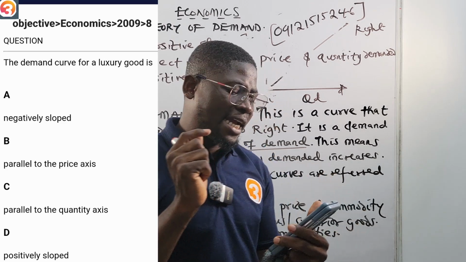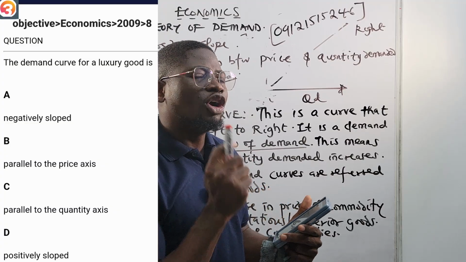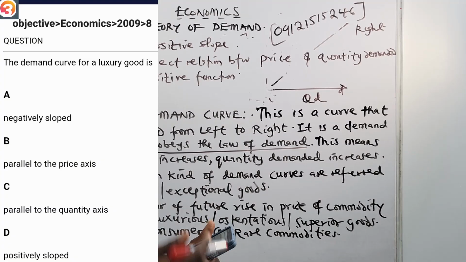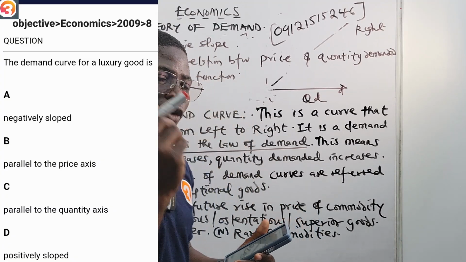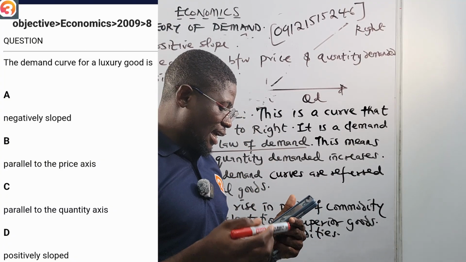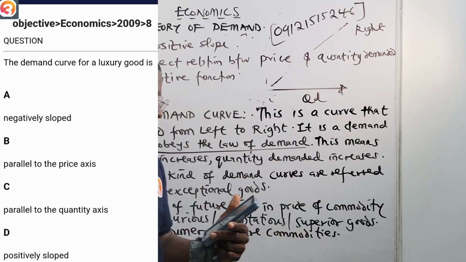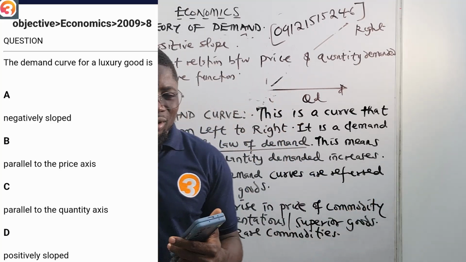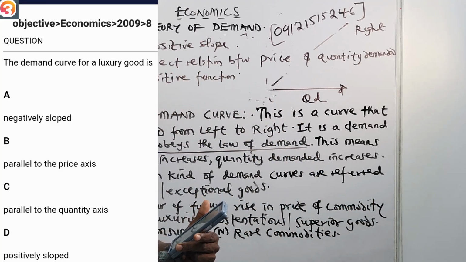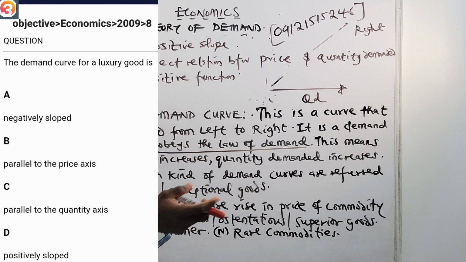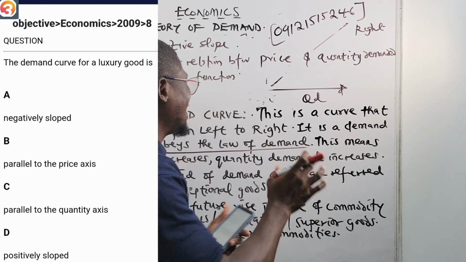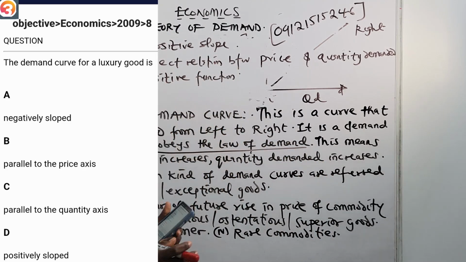Now let us see 2009 number 8. They say the demand curve for a luxury good is what? It slopes upwards, from left to right. A says negatively sloped. No. B says parallel to the price axis. C says parallel to the quantity axis. D is positively sloped. So the demand curve for a luxury good will be positively sloped because it is a category of goods that we call abnormal goods. That means the characteristics of an abnormal demand curve will apply to it.